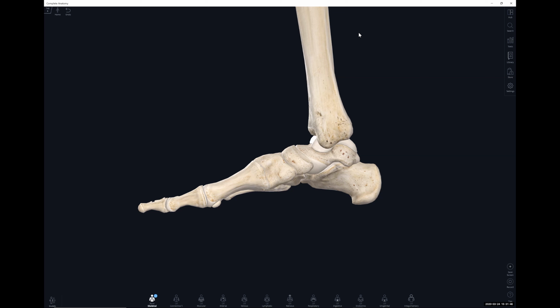With the foot, I've got something very similar in that I've got a tibia and a fibula, and then I've got 7 tarsal bones, and then I've got 5 metatarsals, and then again, like the hand, I've got 14 phalanges. So let's just break these down.